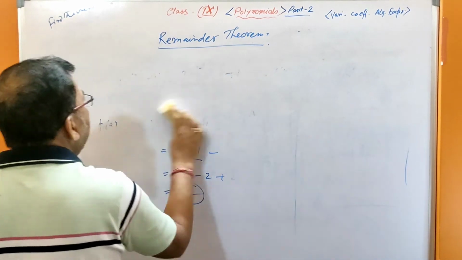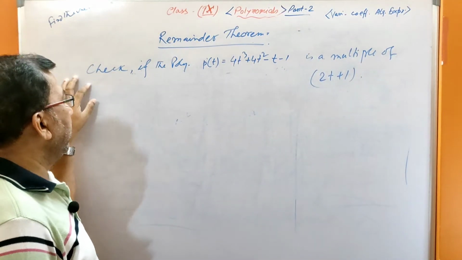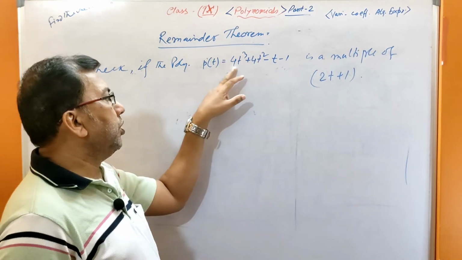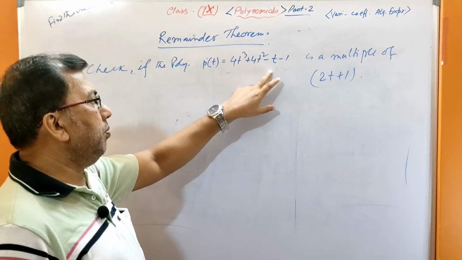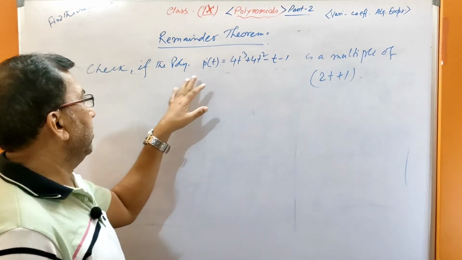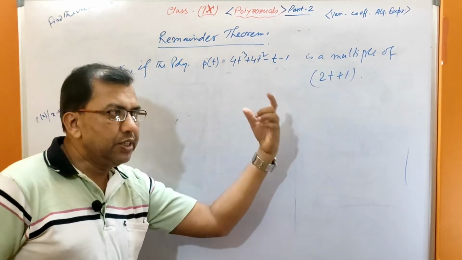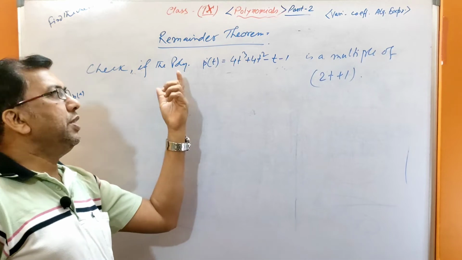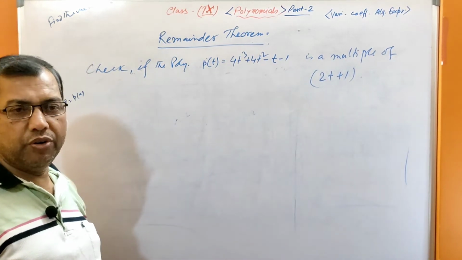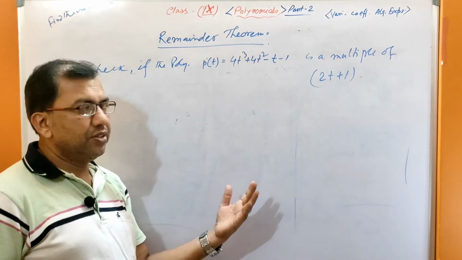Take another example. Check if the polynomial p(t) = 4t^3 + 4t^2 - t - 1 is a multiple of 2t + 1. You have to check that this polynomial is a multiple of this. It is a factor of this, that means it is a multiple of that. 2 is a factor of 4, so in the reverse order you can tell it.